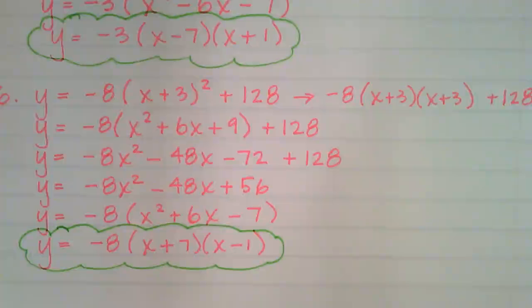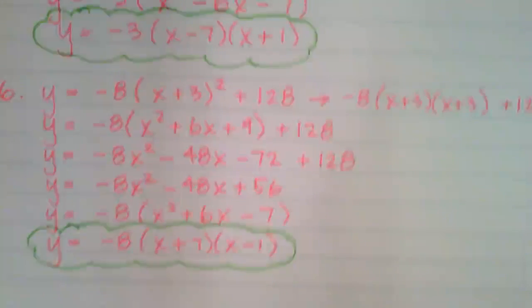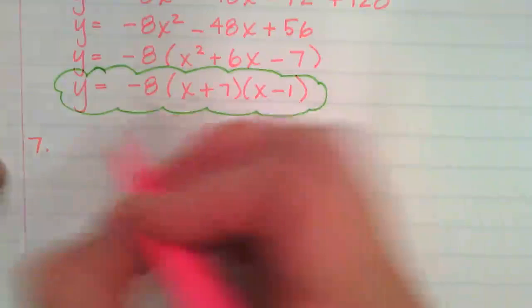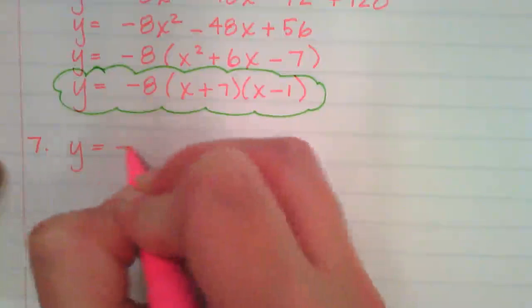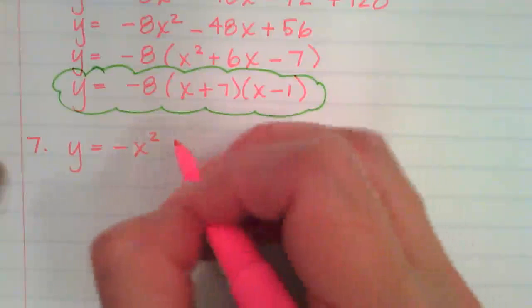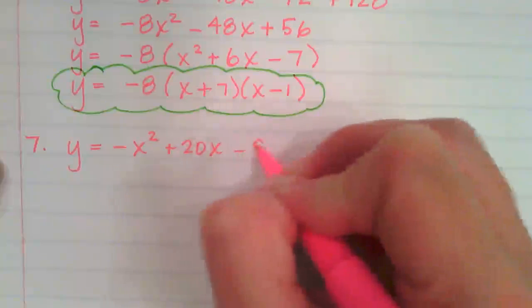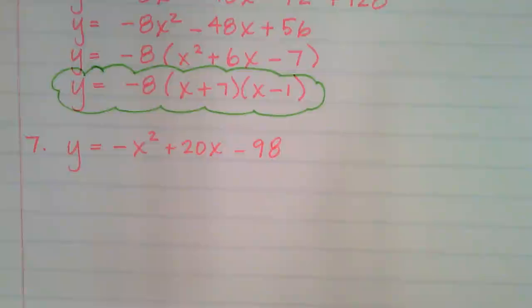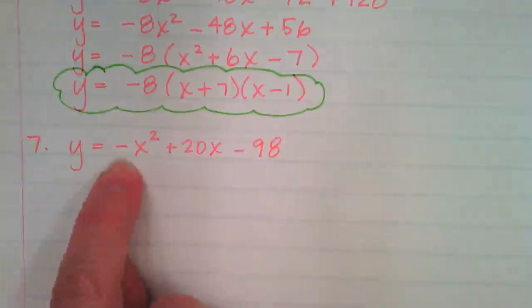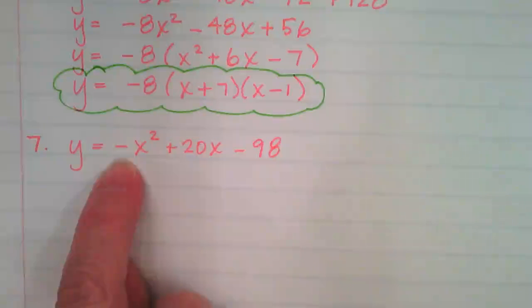All right, moving on. Number 7, we are looking for vertex form. First thing is the x squared is negative. So I think it's pretty important for us to start by recognizing that we don't want a negative. This is going to be considered a leading coefficient, okay? So we want vertex form.